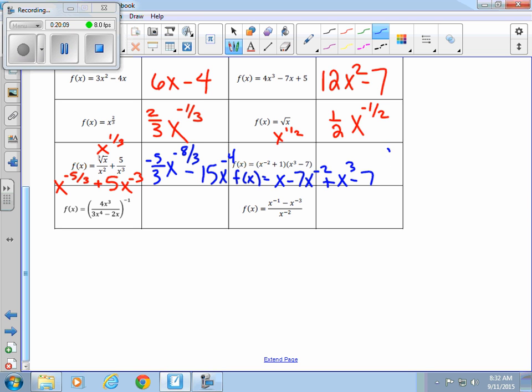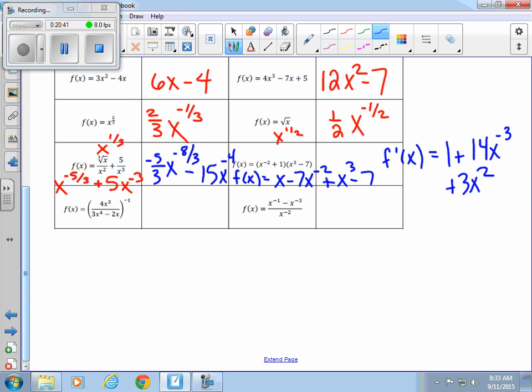So f prime of x would be, well, what's the derivative of x? 1. What's the derivative of negative 7x to the negative 2? Plus 14x to the negative 3. Remember, subtract 1, and so negatives work weird. They end up going farther than negative, right? 3.